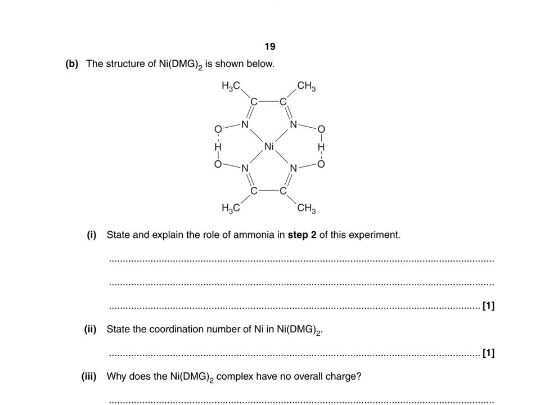so next question, step 2, we added an excess of aqueous ammonia and then we heated it and we get this precipitate, and they've shown it to us here. If you look at the reaction on step 2, you'll see that ammonia has become the ammonium ion NH4+. That means it's gained a proton, so it's acting as a base.